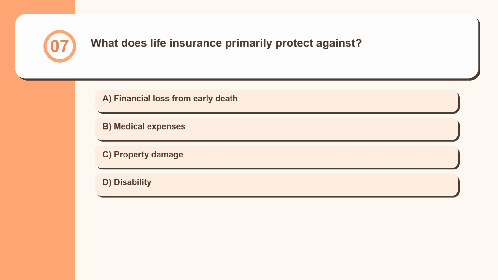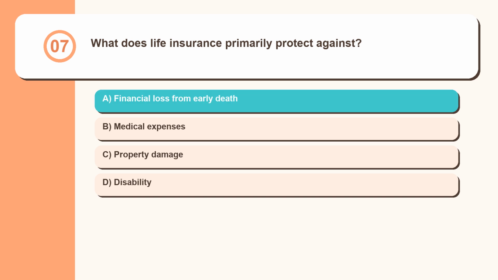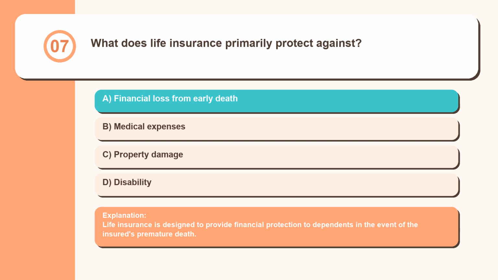Question 7. What does life insurance primarily protect against? Financial loss from early death, medical expenses, property damage, disability. Life insurance is designed to provide financial protection to dependents in the event of the insured's premature death.